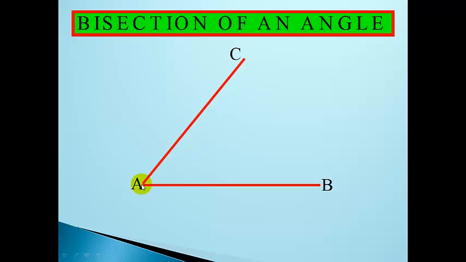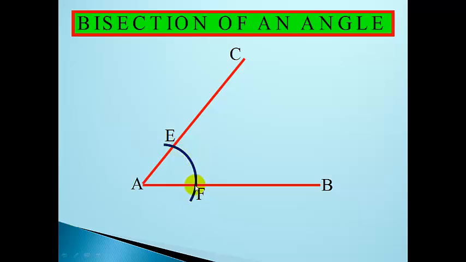Now you stand at the point A with the help of your compass. You open to a reasonable radius and describe an arc as shown. Where the arc cuts the line AC, you name it E. And where the arc cuts the line AB, you name it F. Now you stand at point F, open to a reasonable radius, or you can also use the same radius that you used in describing the arc.